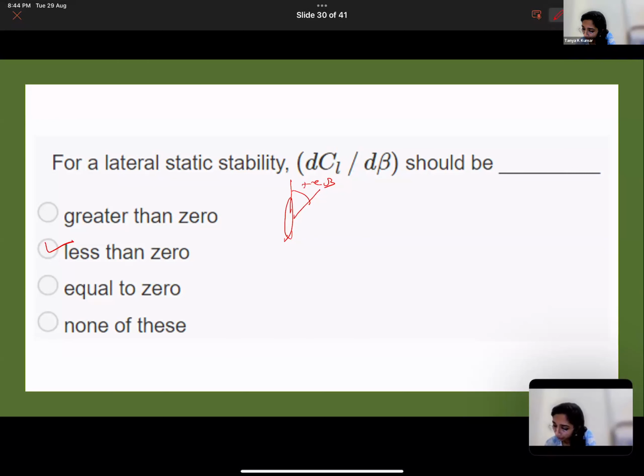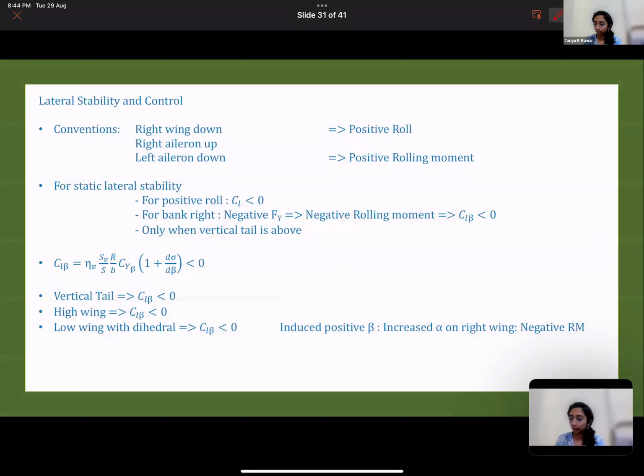So if this is your aircraft, this is your vertical tail. It produces Fy force. Fy is acting here in the negative direction, negative Fy. Since it is above the CG, this is the CG, it produces a positive rolling moment. Just try to visualize it, it's a positive rolling moment. Okay, so now let's go to the next question.